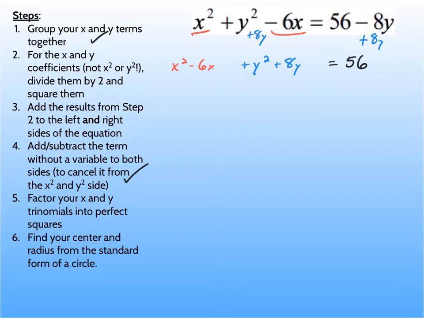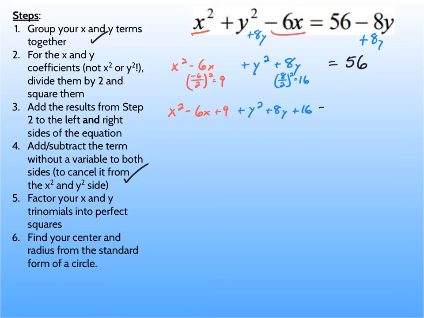All right, now what we have to do is we're going to divide this middle term here, this b term, negative 6 divided by 2, and then square it. That'll give you negative 3 squared, which is 9. And then for the y one, we do 8 divided by 2, which is 4 squared, and that gives you 16. So on the left side of the equation, we have x squared minus 6x plus 9. And then for the y's, we have plus y squared plus 8y plus 16.